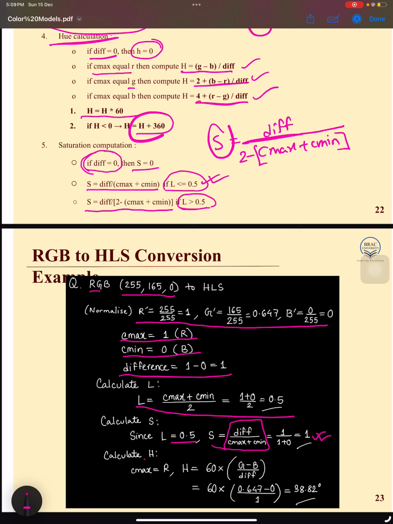Lastly, in order to find H, we see that red is Cmax here and blue was Cmin. So since red is the maximum here, we use the first formula, which is this one, and we find the value by multiplying it with 60, which is 38.82 degree. Since it's not negative, we do not need to add 360. This is how we have found out the 3 parameters.